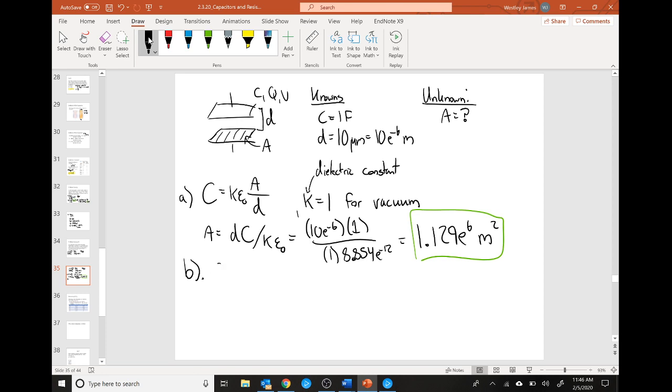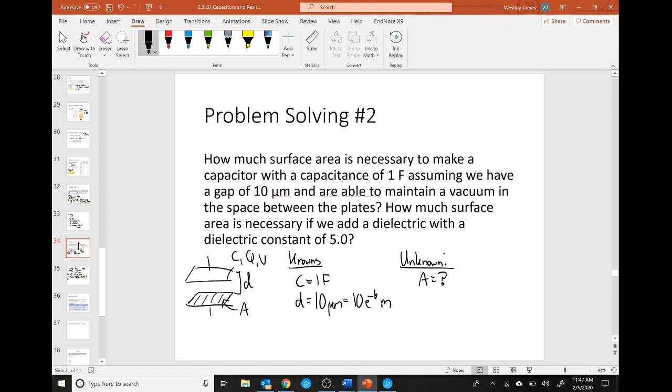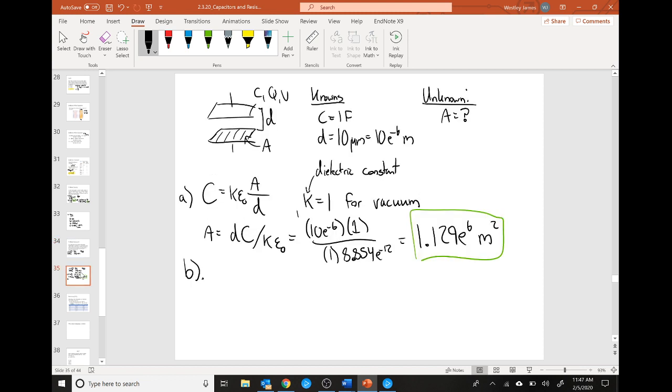All right. The other way, I'm going to use the exact same question. To refer back to the problem, it said, how much surface area do I need if I add a dielectric with a dielectric constant of 5? It doesn't have any units, it's just 5. Dielectric constants don't have any units. So it's the exact same problem, we set up exactly the same way, but now kappa equals 5.